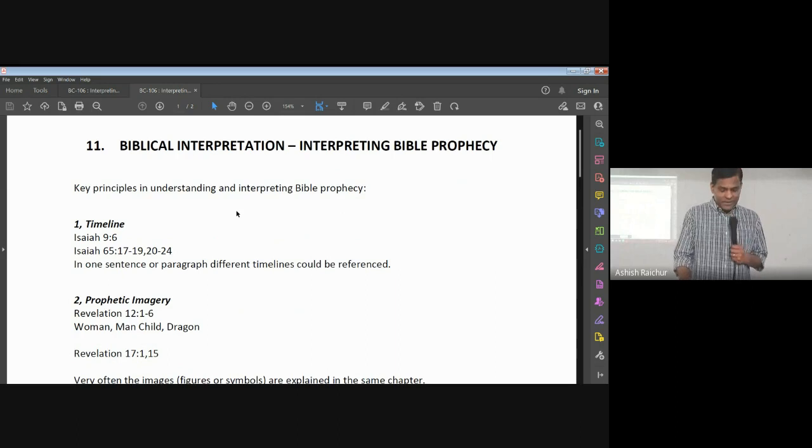The government will be on his shoulder. But that "and" is talking about a few thousand years. Because when was the child born? When was the son given? 2,000 years ago. When is the government going to be put on his shoulder? When is he going to sit upon the throne of David and rule in the millennium?